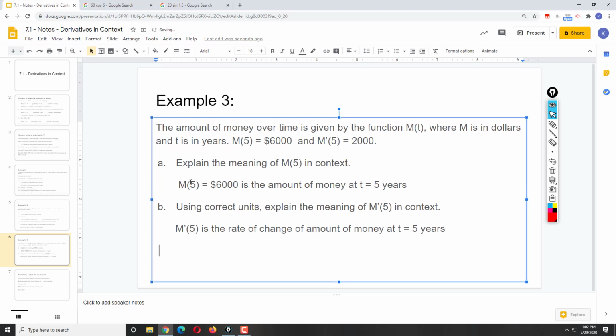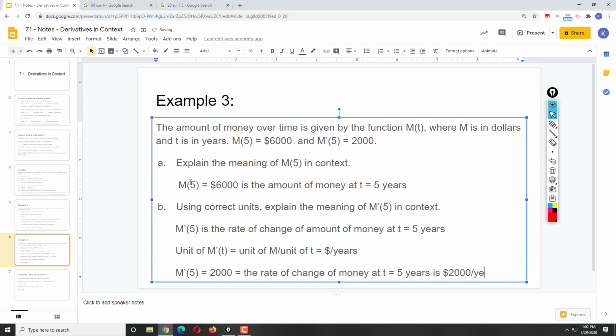Well, the unit here, we're told that m prime of 5 is 2000. The unit of m prime t, or any m prime, is the unit of m divided by the unit of t, which is money over years in this problem. So m prime 5 equals 2000 means that the rate of change of money at t equals 5 years is $2,000 per year. I'm just plugging in the 2000. The unit is $2,000 per year.